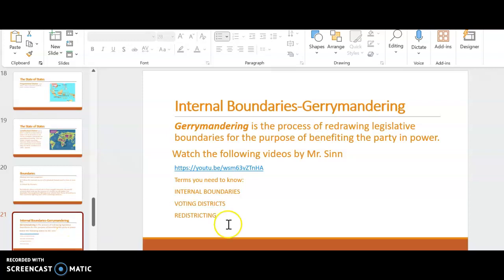So this video will help you with understanding what gerrymandering is. You want to watch this video and take notes on what gerrymandering is. There are some additional articles that I've included in the modules. And this is going on as we speak in Alabama, in Florida, in a lot of areas. This is going on currently as we speak.